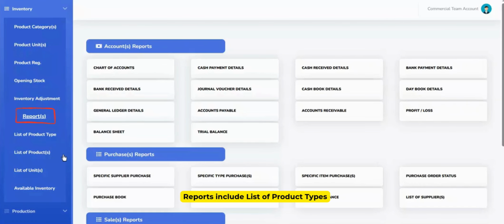Reports include list of product types, list of products, list of units, and available inventory. This module ensures that stock levels remain accurate and updated.